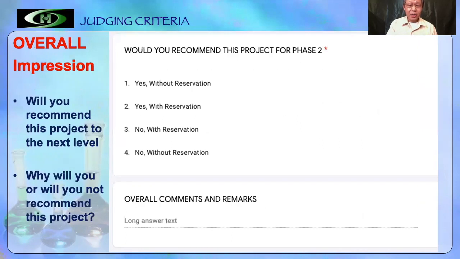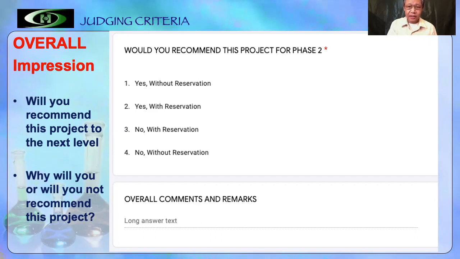Now, the last question you're going to be asked is this one, which is what I alluded to at the end. This is where you address if the project is worthy for moving into phase 2. Let us know your degree of confidence. Are you recommending this without any reservations, or with some reservations, or you're not recommending it with some reservations, or you're not recommending it at all? There is a follow-up question on that when it comes to overall comments and remarks. Here is where you would want to let us know why you said it when it comes to recommending the project for phase 2.